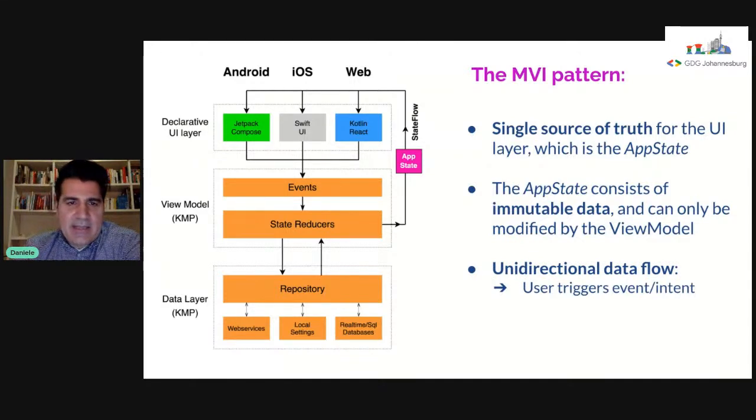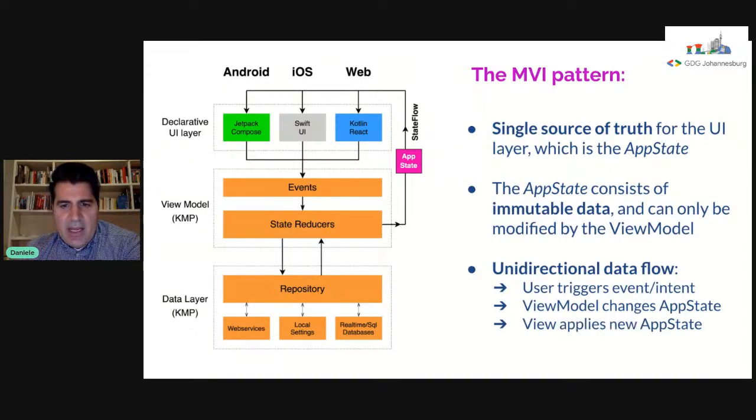So let's make an example. You would have an app, and from the UI, a user triggers an event, or intent, as you want to call it. And then the view model, through the state reducer, would change the app state, would make modifications to the app state. And then the view will be able to apply the new app state.